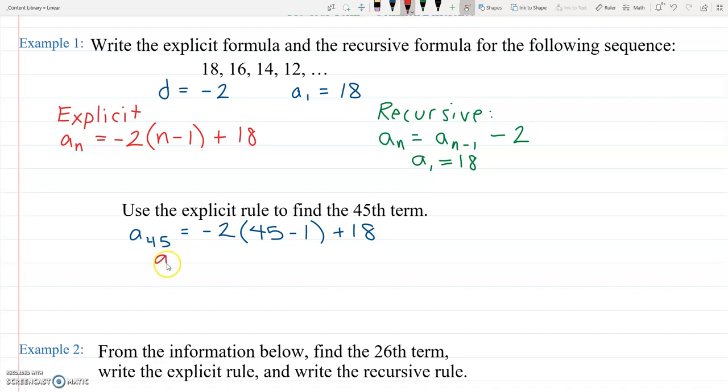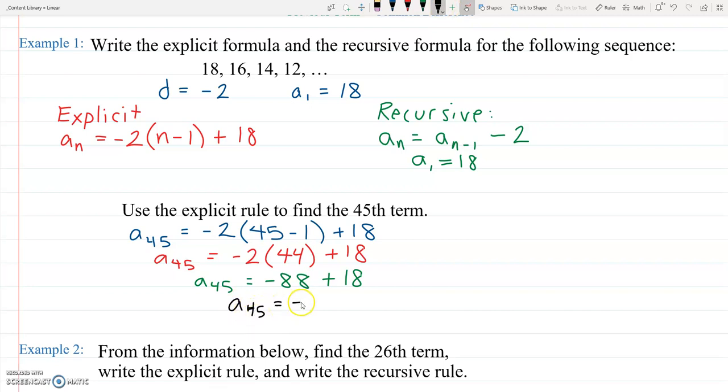Okay, so I'm just going to keep this out front. A sub 45 is equal to -2 times 44 plus 18. A sub 45 is equal to -88 plus 18, which means that the 45th term, A sub 45, is equal to -70. So if we wrote out the first 45 terms, that 45th one would be -70.